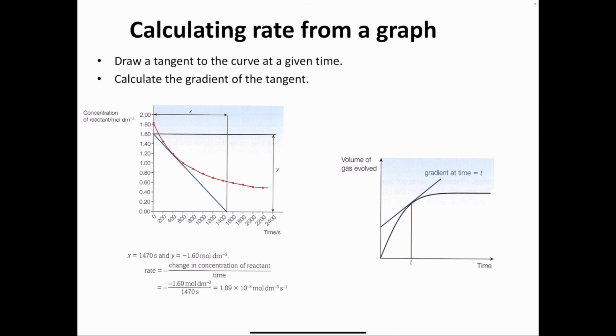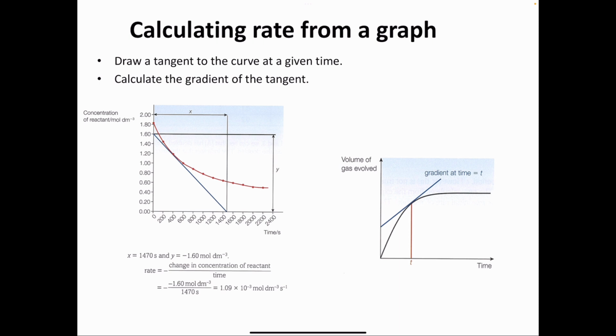Going on to calculating rate from a graph. Usually if you're given a graph, it could be a curve. If it's a curve, using this as an example, this is a curve of concentration versus time. To determine the rate, we'll draw a tangent at a specific time during the reaction and then calculate the gradient of that tangent. An example, this is extracted from your textbook.